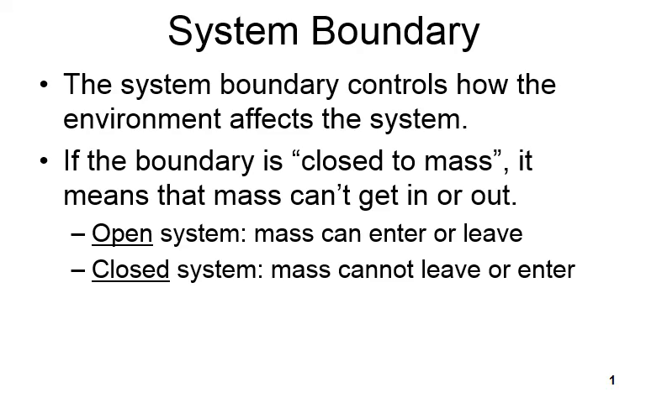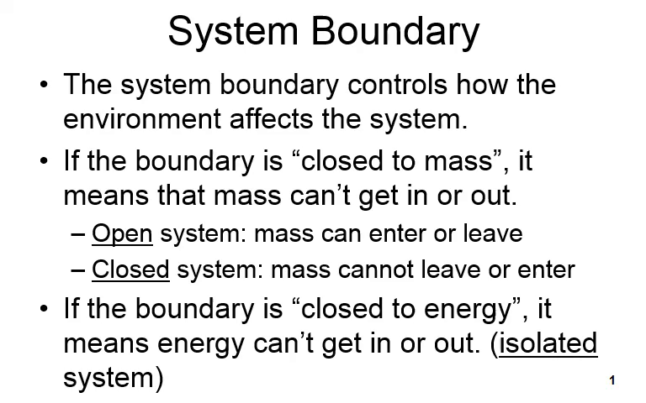And so if the boundary is closed to mass, it means that mass cannot get in or out. And so with an open system, mass can enter or leave, but a closed system, mass cannot enter or leave. If the boundary is closed to energy, then we actually consider it an isolated system. And so these are the three types of systems we'll be dealing with here.